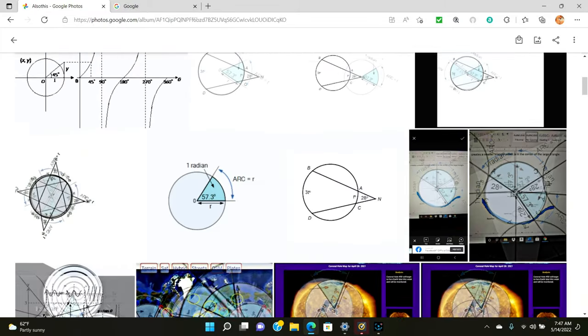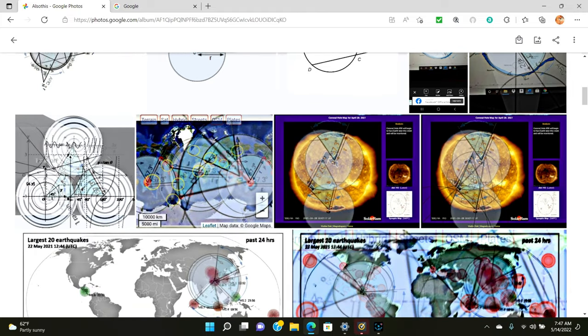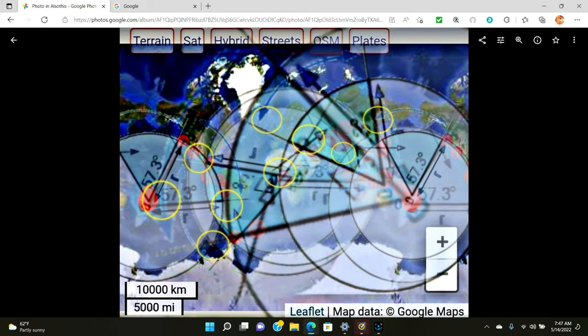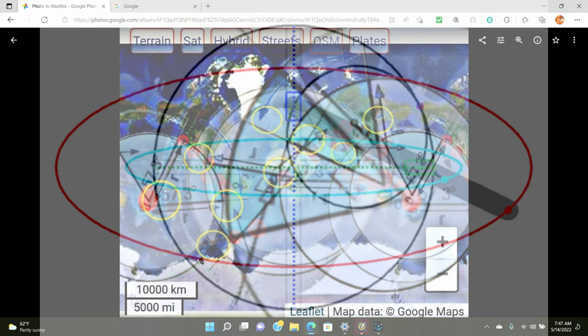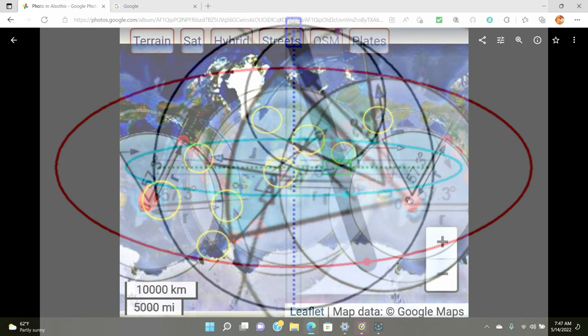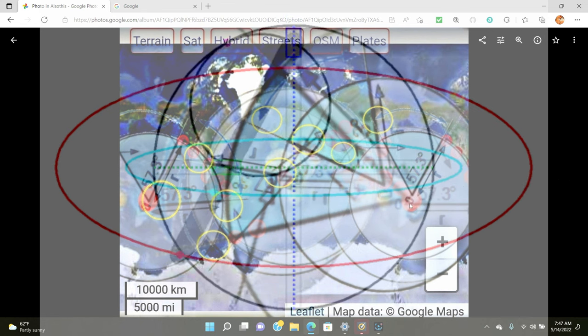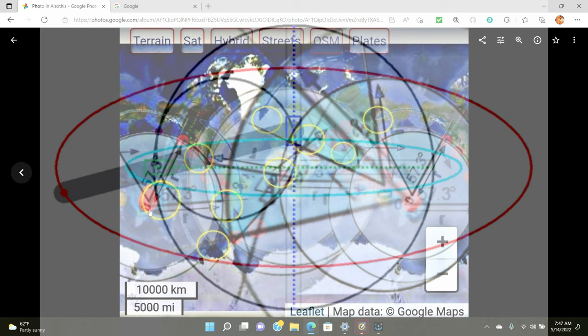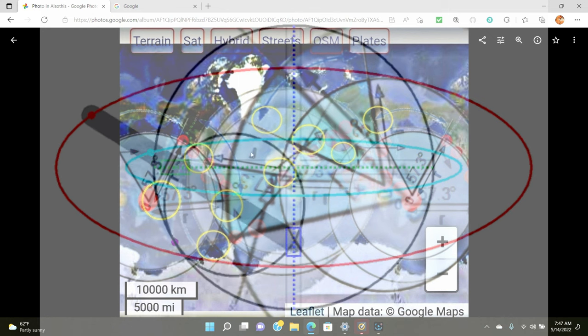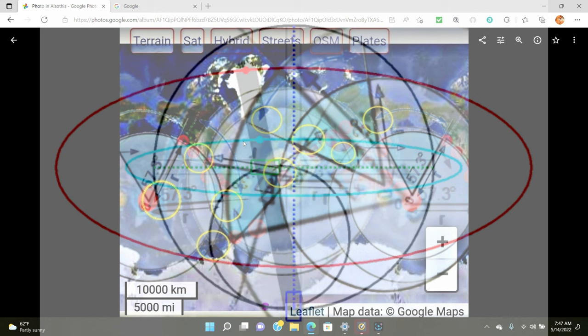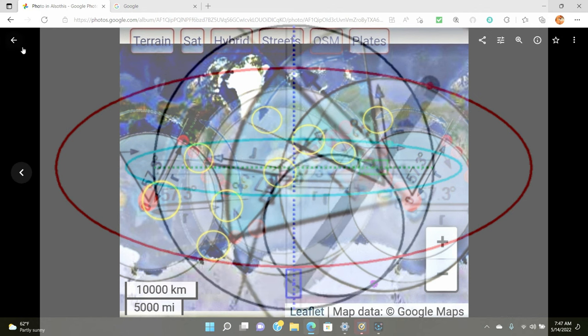Anyway, I've been using the symbol you've been seeing a lot, and I just wanted to show you how it applies. So this is an earthquake map from last year. As you can see, I started finding the big quakes and putting them in the center, and then lining these radians up, and at the cross points, these things kind of follow the curve, a curve, a curve.